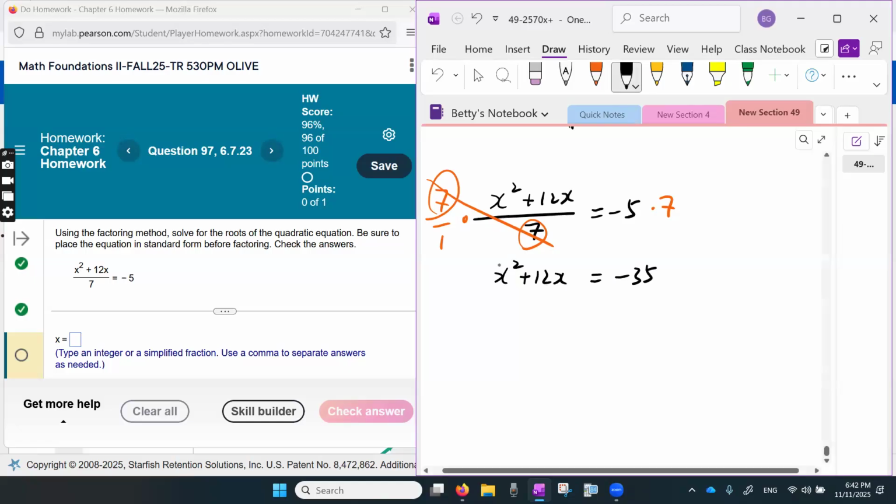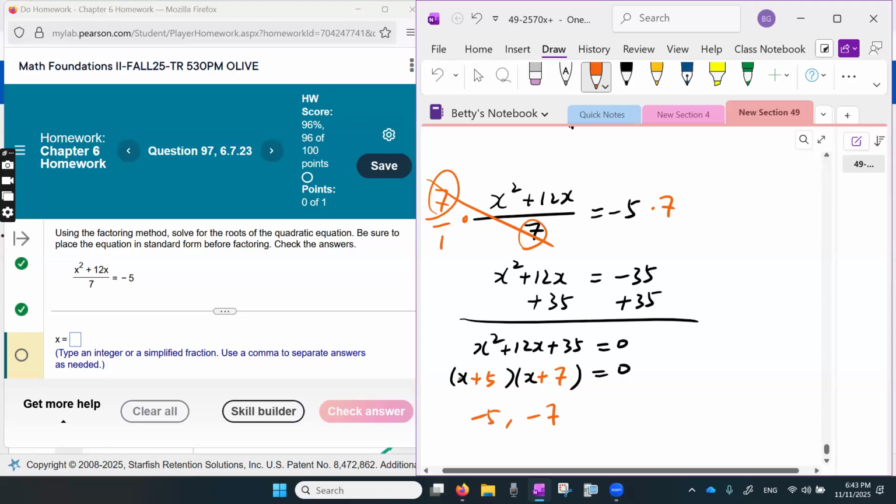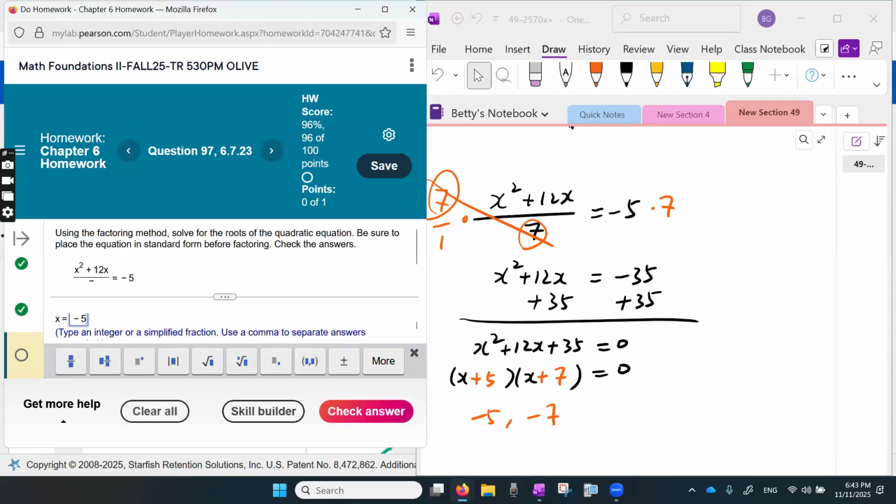Right side is -35. 5 times 7, negative 35. And then we keep the right side 0. x^2 + 12x + 35 = 0. We factor the left side. Both are positive, so not very challenging. 5 and 7, right? 5 times 7 is 35, 5 plus 7 is 12. Okay, what are the solutions? They're opposites, right? -5, -7.